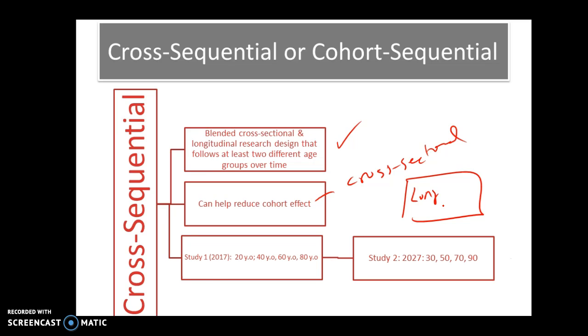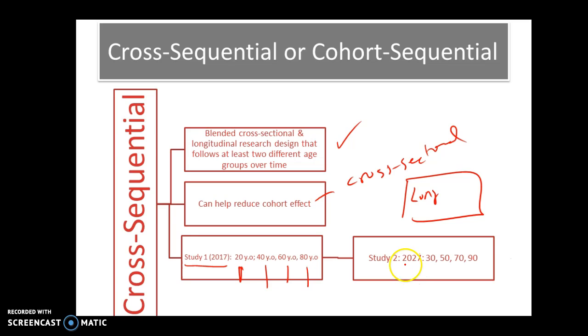So let's say we're again sticking with memory. Our first study takes place in 2017. Our cohorts are groups of 20-year-olds, 40-year-olds, 60-year-olds, and 80-year-olds, right? So we have 4 cohorts, and we're giving them various memory tests. Now, by itself, that would simply be cross-sectional research. However, what we're now actually trying to do is study them over time.